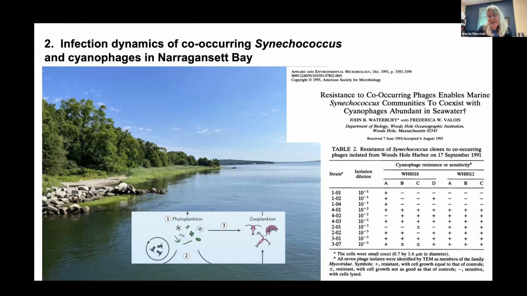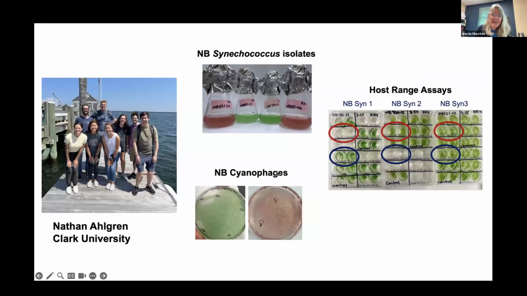And he looked at just a few different strains of Synechococcus and strains of cyanophage. And so working along with Nathan Ahlgren at Clark University, we decided 30 years later to try to repeat the study, but using all of the omics tools that we now have. And so this is Nathan and our students.